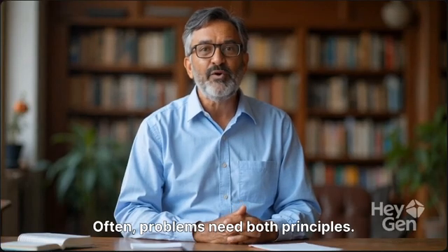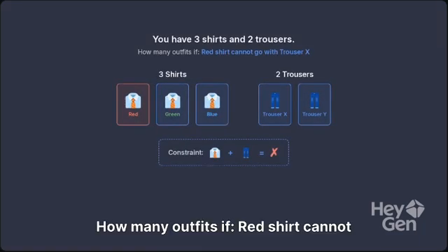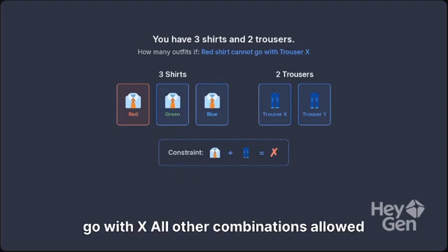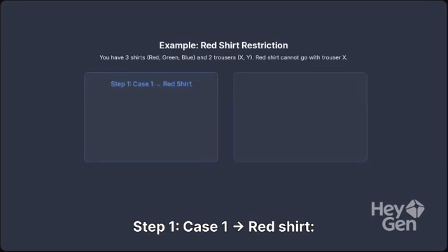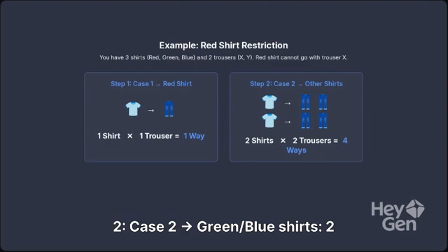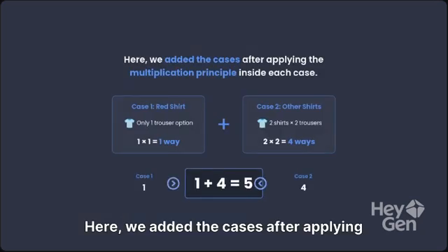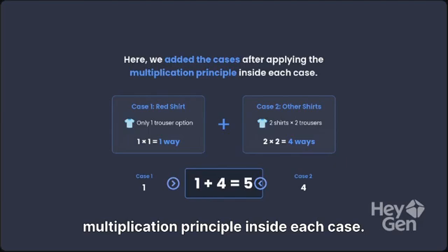Often, problems need both principles. You have 3 shirts and 2 trousers. How many outfits if the red shirt cannot go with trouser X, all other combinations allowed? Case 1, red shirt. Only 1 trouser, 1 way. Case 2, green or blue shirts. 2 trousers, each 4 ways. Here, we added the cases after applying the multiplication principle inside each case.